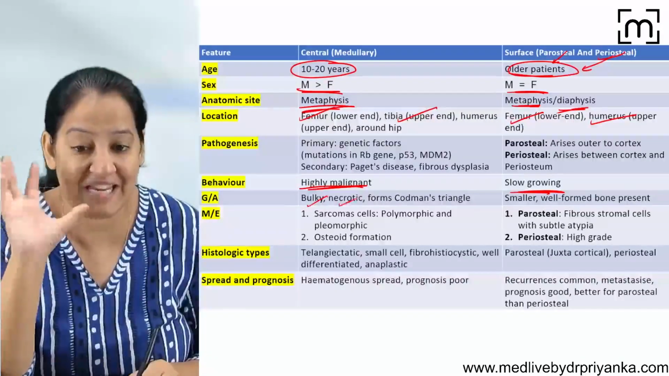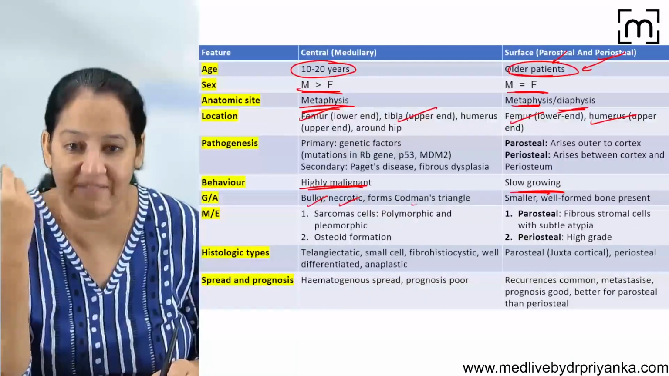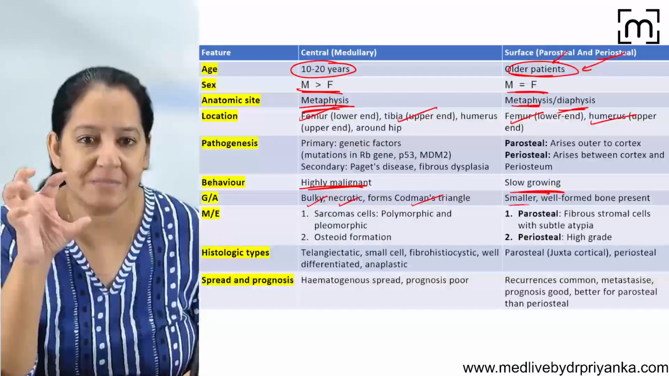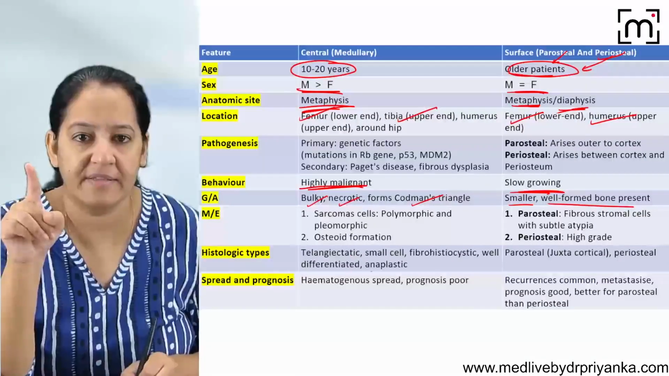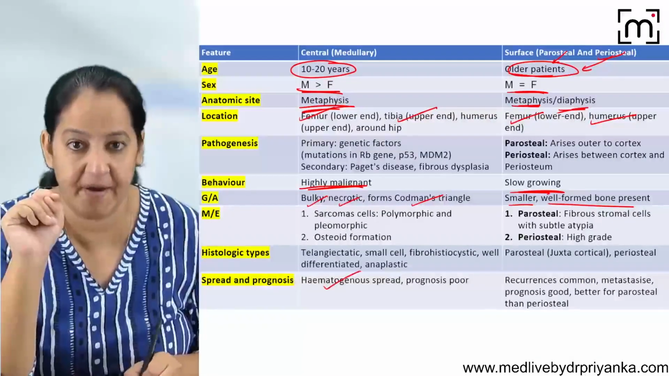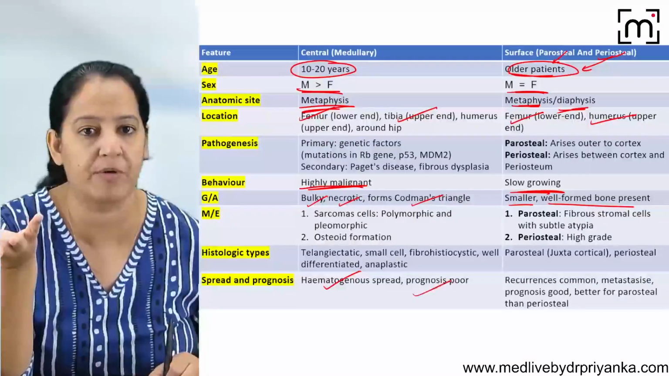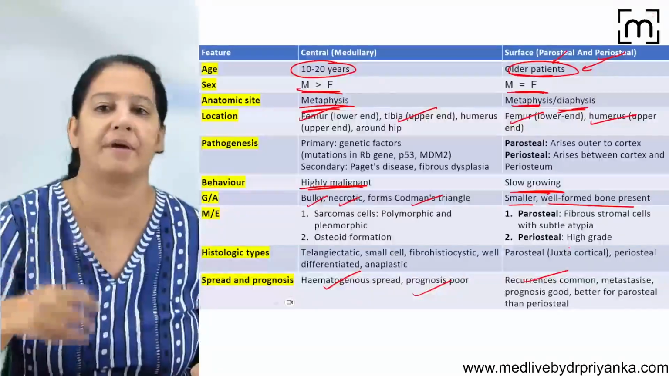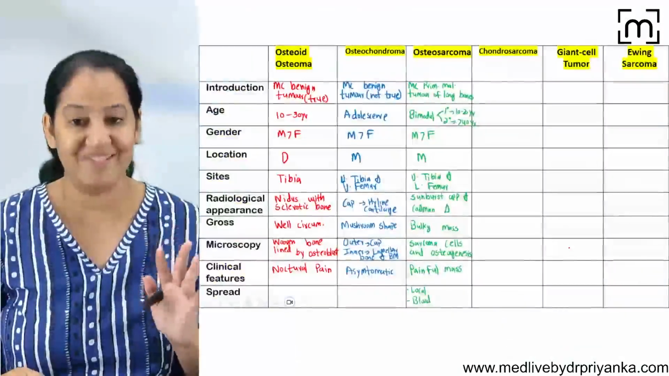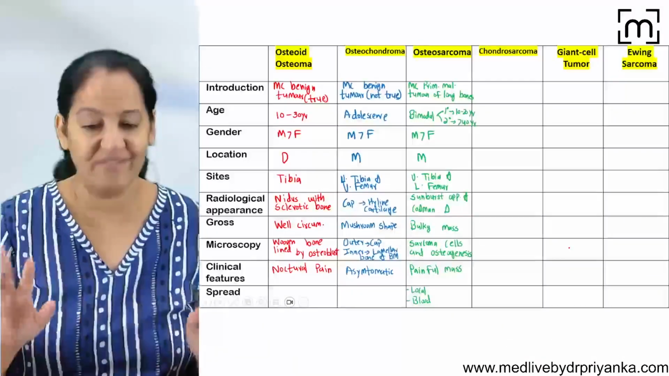Grossly, this one is bulky, necrotic, with areas of hemorrhage. It has a Codman triangle. Here they are smaller, well-formed tumors. Okay, and blood spread is there, that's why it has a poor prognosis. Here recurrences are common but it has a relatively better prognosis as compared to the central one. So you have to learn these differences. It's a very important question. So we are done with this tumor.